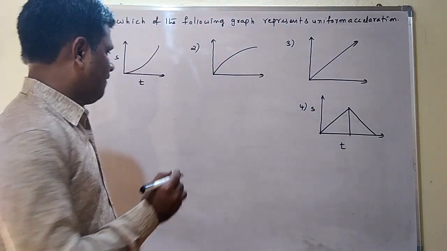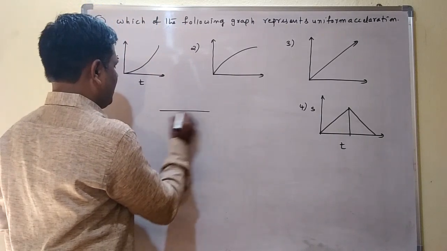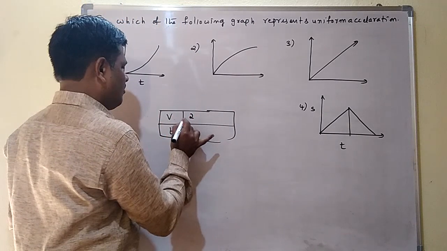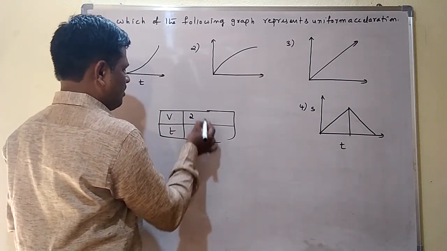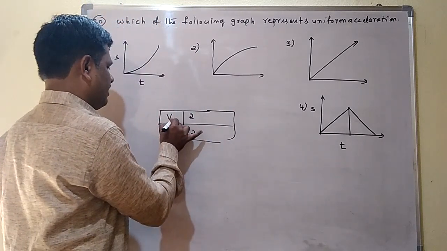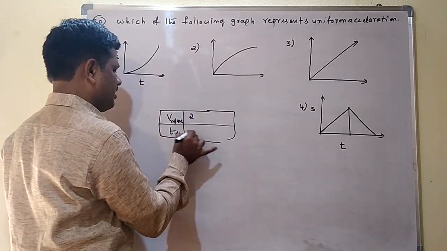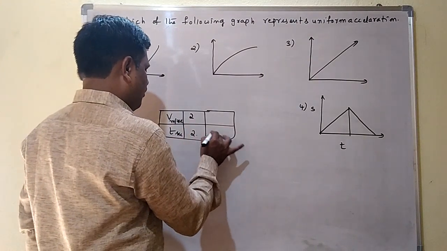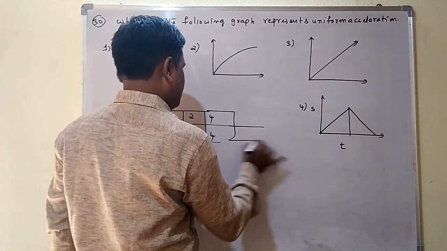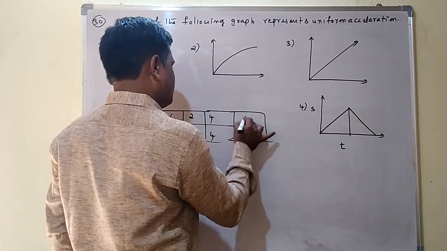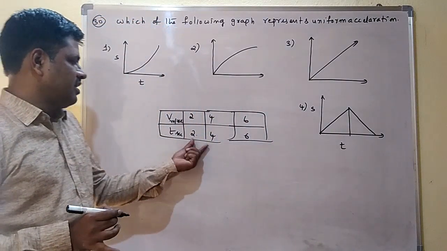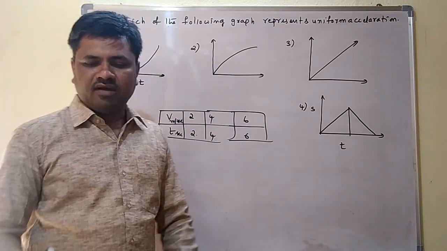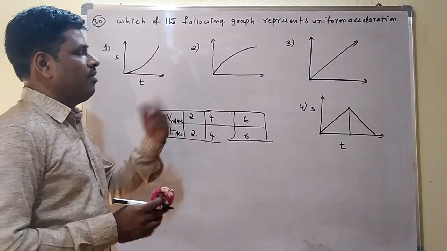For example, here velocity and time values we have to take here. Suppose in the 2 second of time, velocity changes as 2 meter per second. This is meter per second, this is second, consider. In the 2 second, its velocity changes as 2. Next in the 4 second, this becomes 4 only. In the 6 second, it becomes 6 only. Means here in the same interval of time, the velocity changes as a constant.